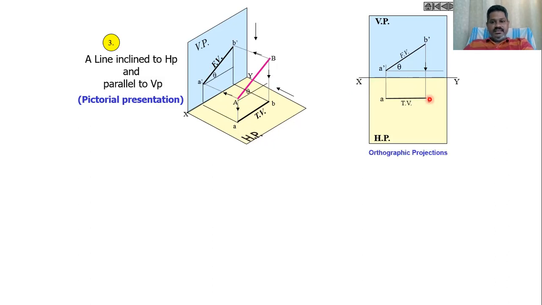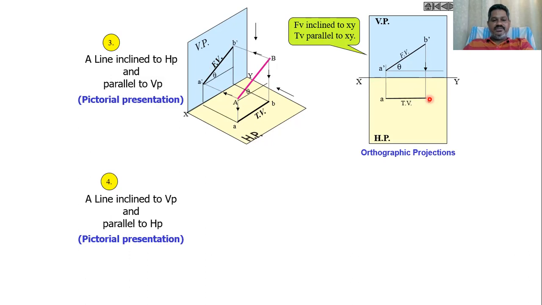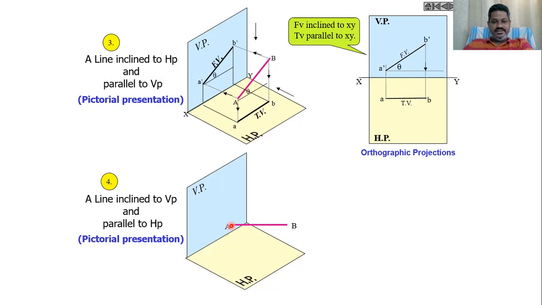And these are the orthographic projections of the line when it is making a certain angle with HP and parallel to VP. Similarly, I'm taking one more case, that is when the line is making a certain angle with VP and parallel to HP. This is the case that we have not seen. We will consider that case. The line is inclined to VP and parallel to HP like this. As you can observe here, this line is making some angle with VP and is parallel to HP.